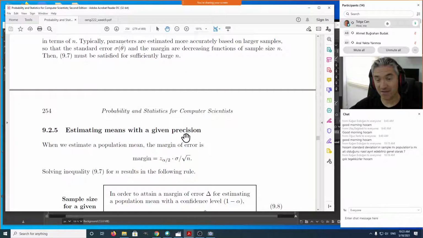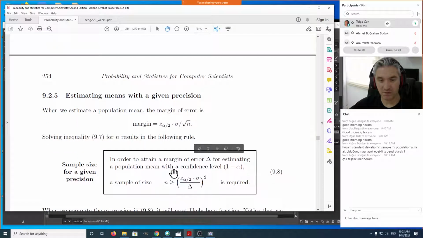In other words, we have a given precision. That 0.1 margin becomes our precision. We want to estimate the actual difference with 0.1 precision. You don't want to go more than 0.1. The way to do that is to look at the margin, which is equal to z alpha over 2 times the standard error. So this is our margin. We go plus or minus this much.